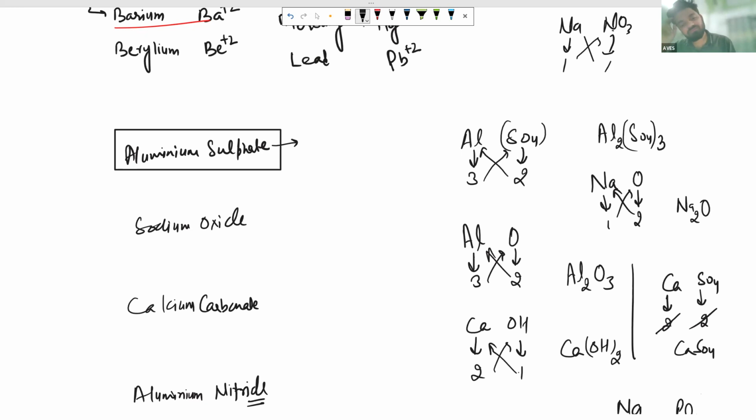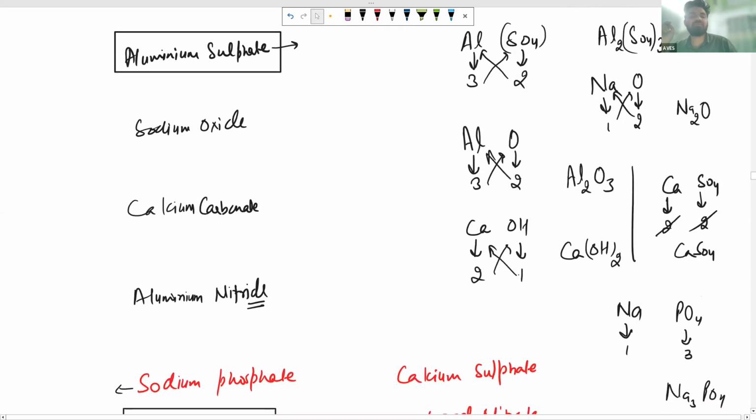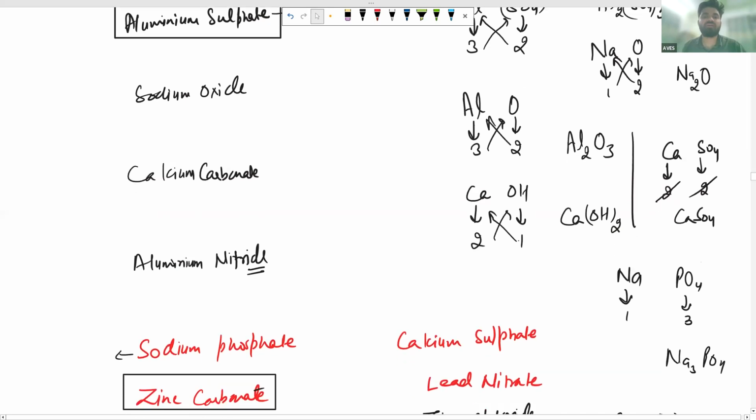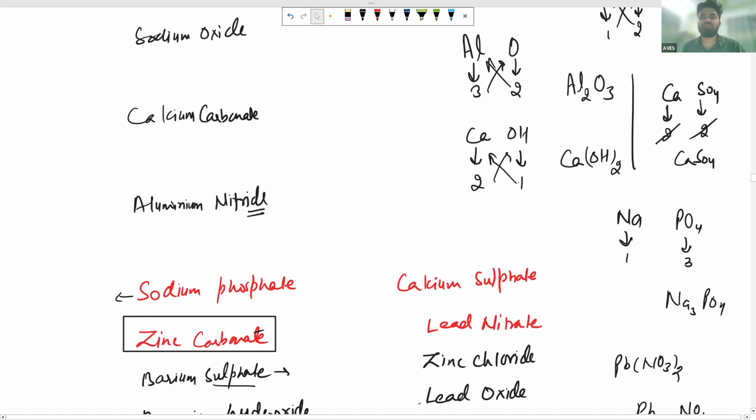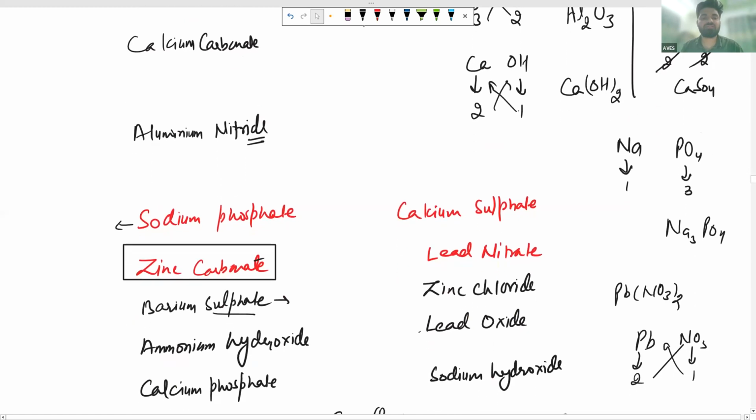So please write down the formula with the help of the table. Write down the formula of the following compounds. Aluminium sulfate I have done. Sodium oxide I have done. Calcium carbonate, and all of these elements too. Do it. Write down the formula of the compound.